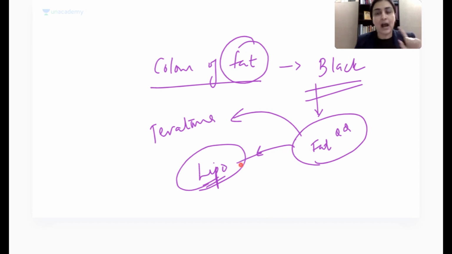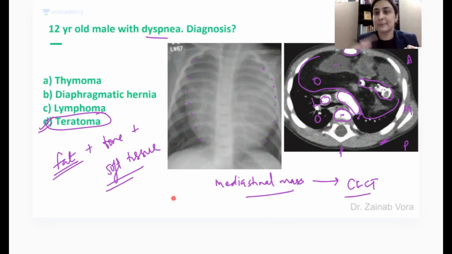Now I will see how much you have understood this in the upcoming questions. But before that, has everybody understood here? Has anybody understood why this is not anything else? Why is it not thymoma? So Shruti, answering your question, thymoma is a soft tissue mass, it doesn't have fat.